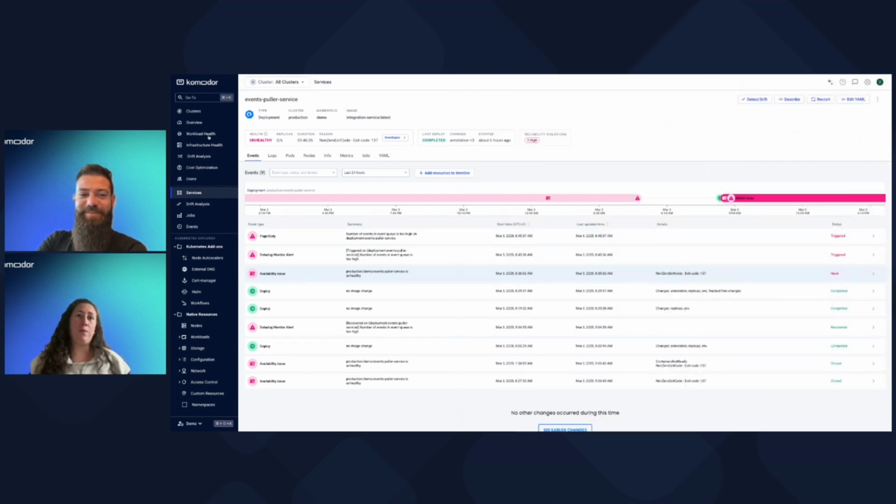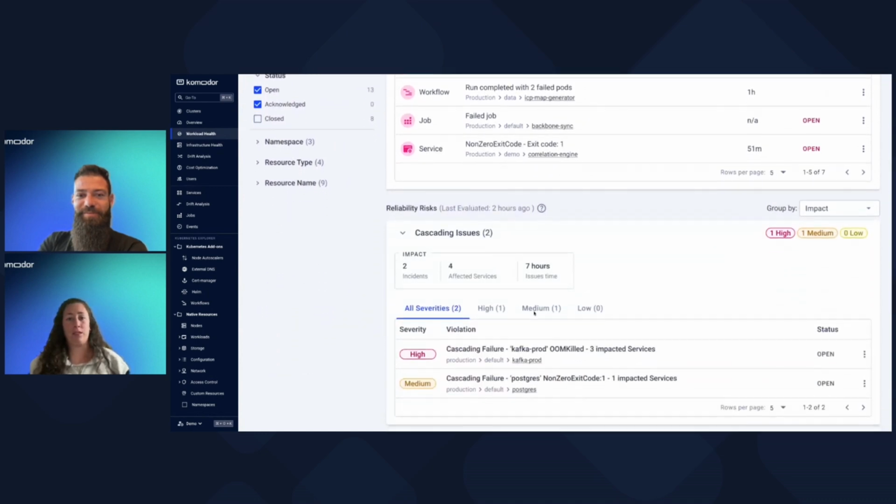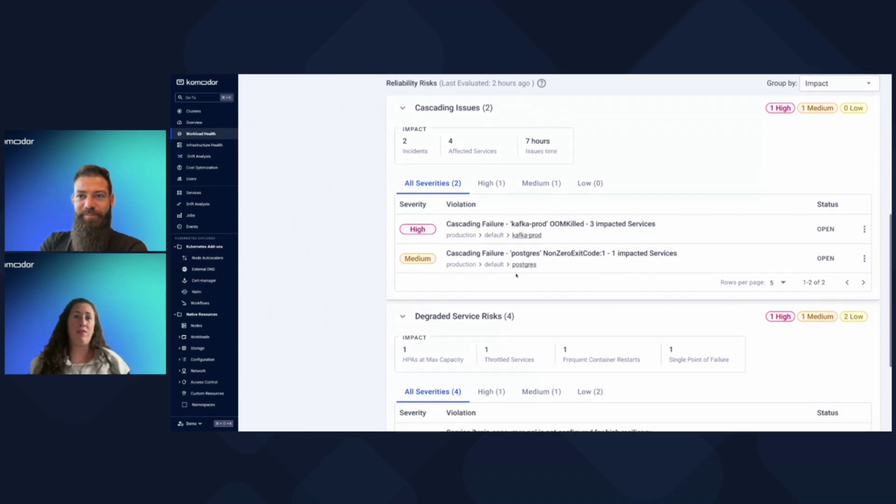So if I go back to the workload health, we also have the reliability risks here. What we have here is basically a division to categories. So you have things like cascading issues. This means that a few issues happened at the same time. If we were talking about the real-time issues, here it's talking again about the real-time issues, but aggregating them into a whole incident, let's call it.